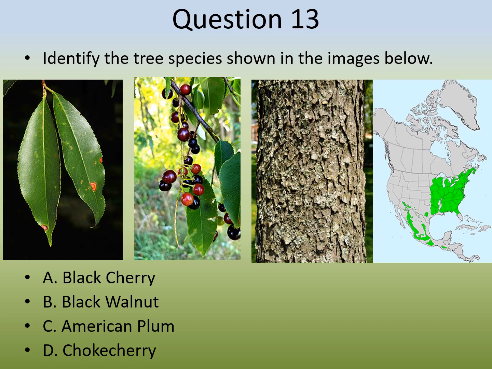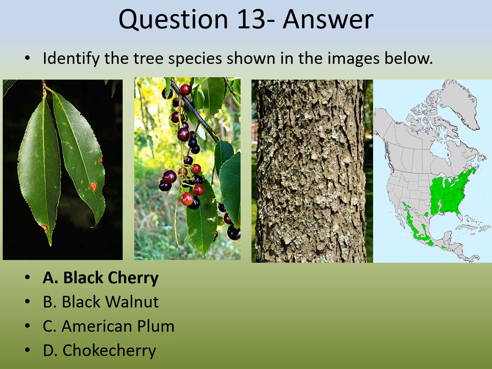Question 13. Got long pointed leaves, some berries, and a broad range in the eastern United States and Mexico. A, black cherry, B, black walnut, C, American plum, or D, choke cherry? The answer is A, black cherry.